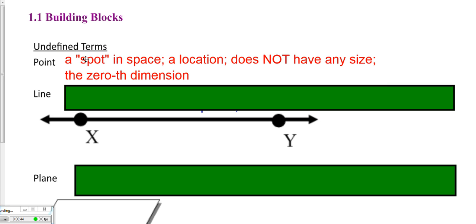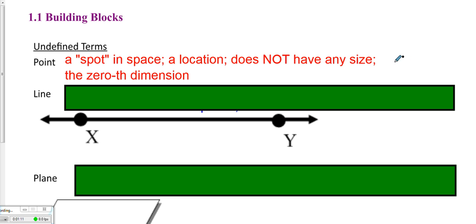A point is technically just a spot in space. Think of it as a location. It does not have any size. In a sense, it's like the 0th dimension, and I'll go over what that means. Now, if I take this marker and I put a dot right here, we can think of this as a point, but it's not actually a point. It's too wide and too tall to be a point.